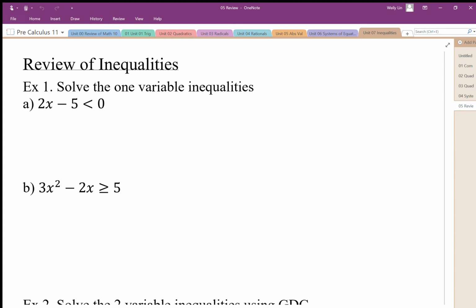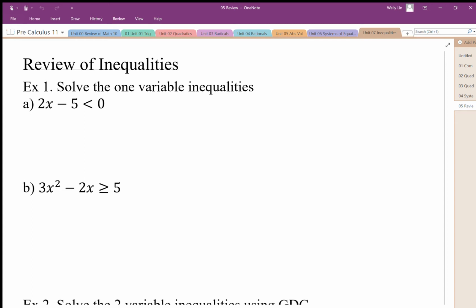In reviewing inequalities, we need to really think about what are some of the big ideas. So some of the big ideas are going to be, do we understand the difference between a one variable inequality or a two variable inequality? And we need to make sure that we understand what the boundaries are for a one variable versus two variable, and boundaries are the key.